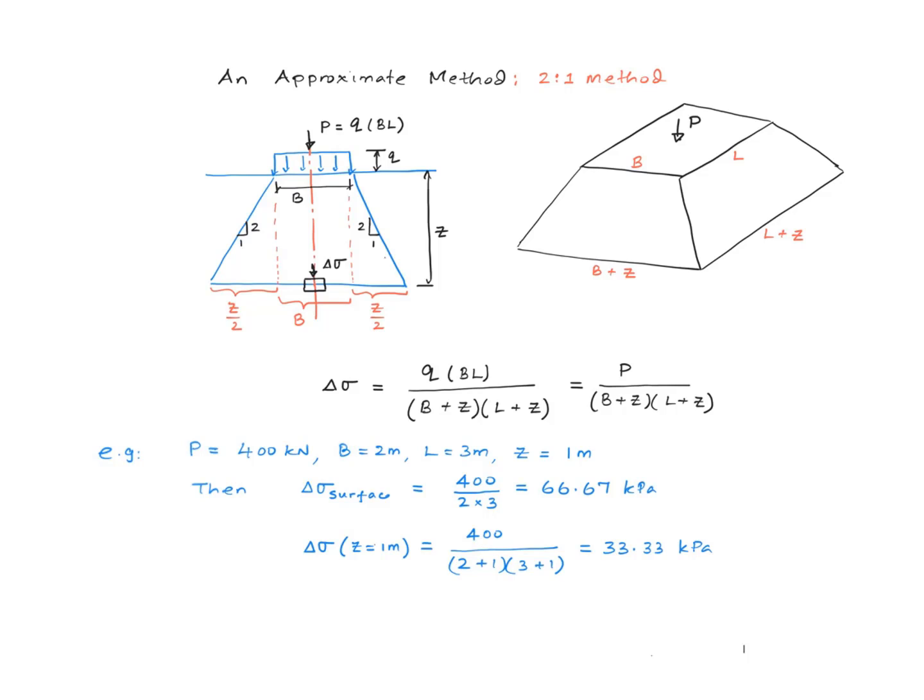Now using this formula, we calculate the change in the vertical stress at a depth of 1 meter, which is 400 divided by B, which is 2 meters, plus Z, which is 1 meter, times L, which is 3 meters, plus Z, which is 1 meter. And this gives us 33.33 kilopascal, so basically half of it. So this is what is called the 2:1 approximate method.